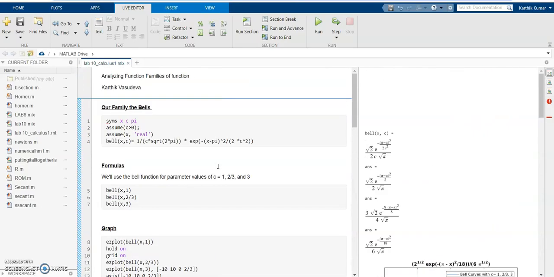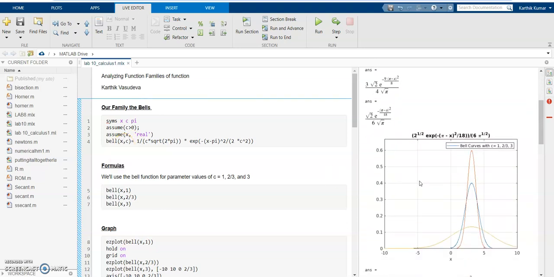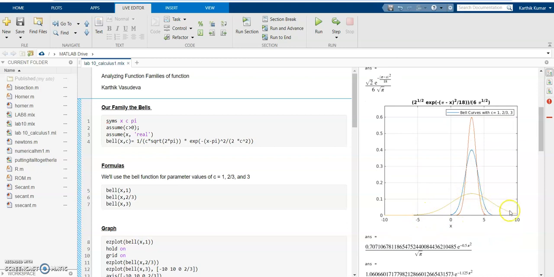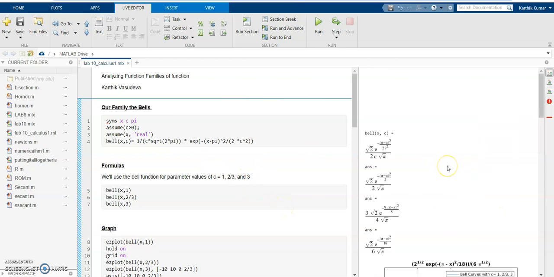So here is the MATLAB code. We have a function called bell. The reason is, if you plot that function, you would see a graph of that kind, which resembles the shape of a bell. Now there are a few things that we must know prior to doing this.